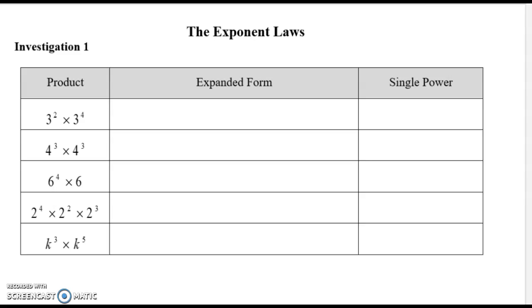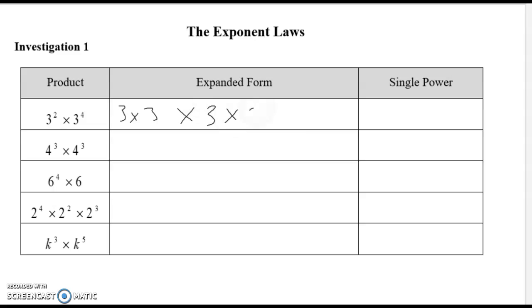So today's lesson is called the Exponent Law. When we look here, we have the product, and we are going to do the expanded form. We have our base. They both have the base of 3, but they have different exponents. The first one is 3 squared, which means 3 times 3. And then we are multiplying it by 3 to the exponent 4.